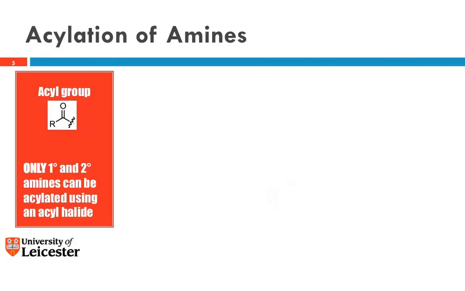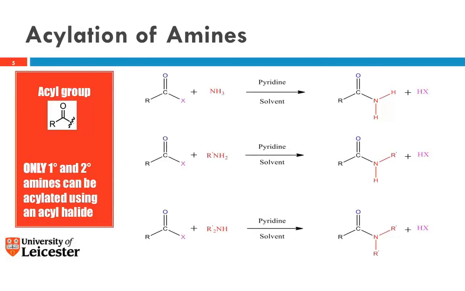Only primary and secondary amines can be acylated by nucleophilic acyl substitution. Tertiary amines do not undergo this reaction because tertiary amines are not bonded to any hydrogen atoms. Acyl halides can only replace a hydrogen atom bonded to a nitrogen atom. It cannot replace an alkyl group. These are the general equations for this reaction. The nitrogen atom in the amines acts as a nucleophile, attacking the carbon atom, resulting in the halide being kicked out of the molecule.